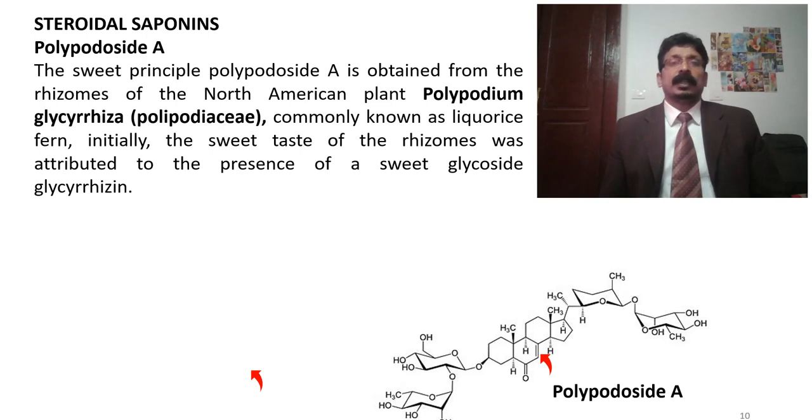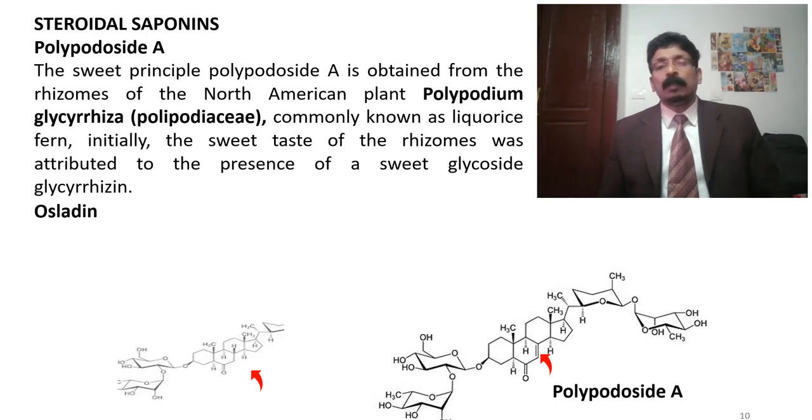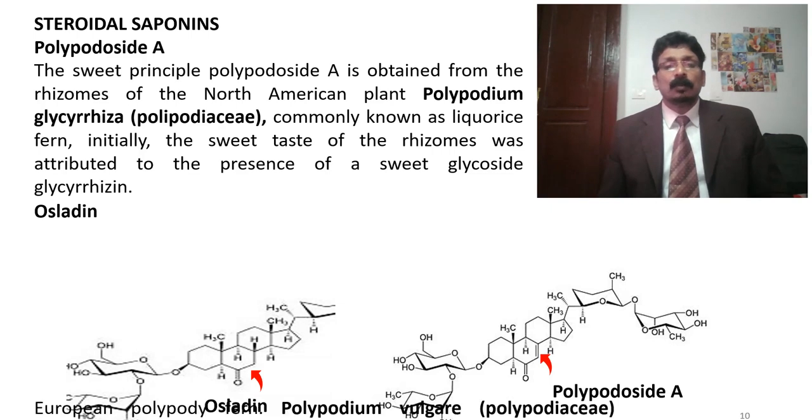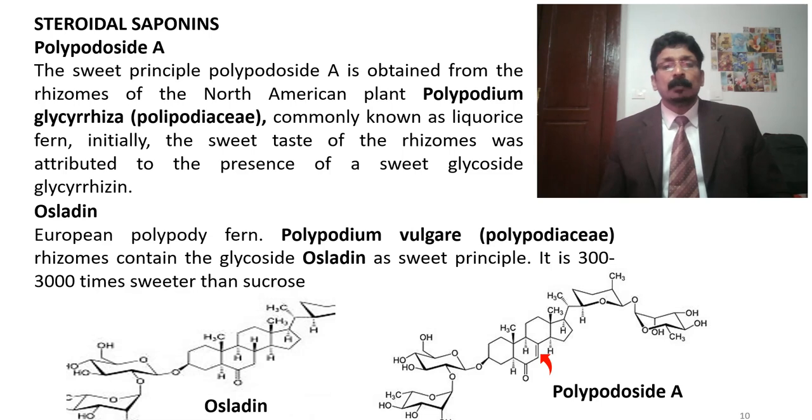Initially, the sweet taste of the rhizome was attributed to the presence of the sweet glycoside glycyrrhizin. Osladin has the same structure, only one bond will not be there. You can see that I have shown the osladin. You can see the osladin, what is there? You can see that there is a blinker.